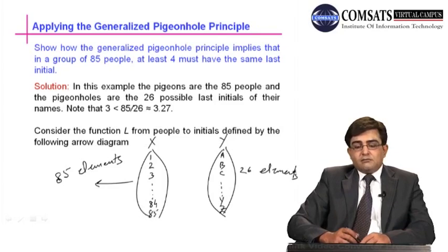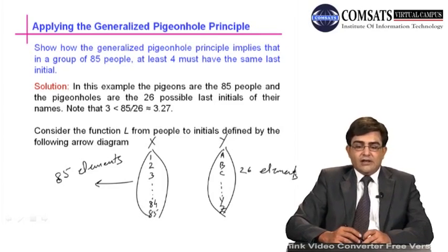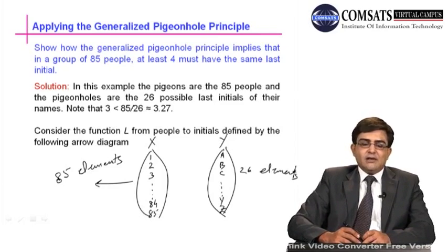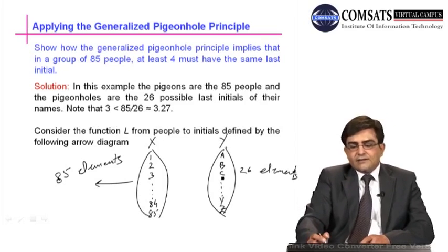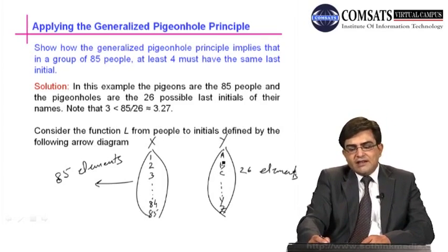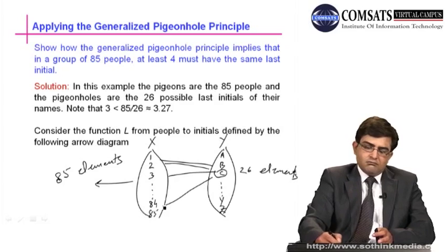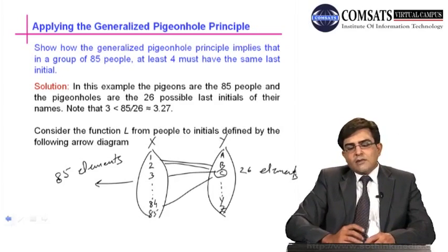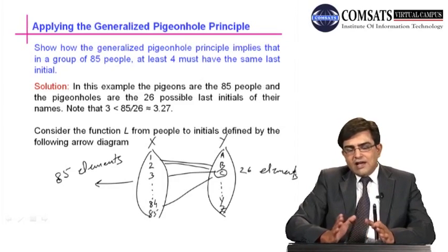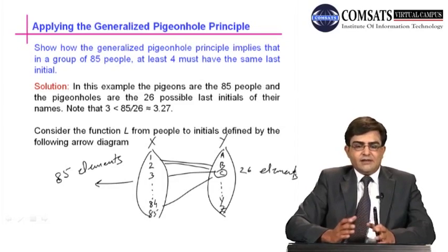Now we have to apply the generalized pigeonhole principle and show that at least 4 must have the same last initial, meaning that there must be some initial here, for example C, whose pre-image must be at least 4. That is, at least 4 people exist whose last initials in the name must be the same.